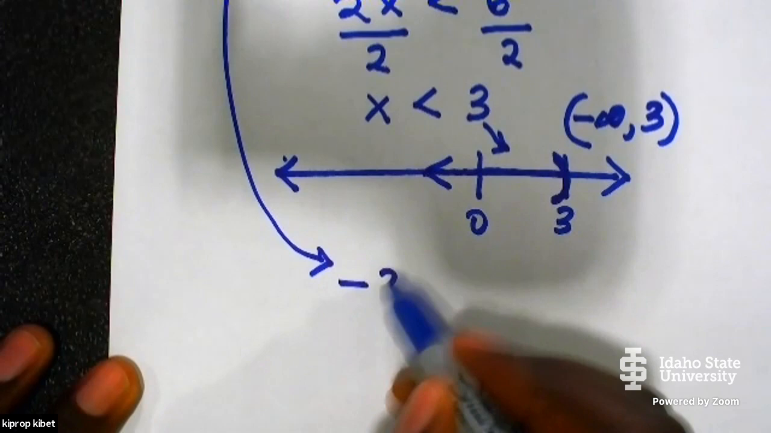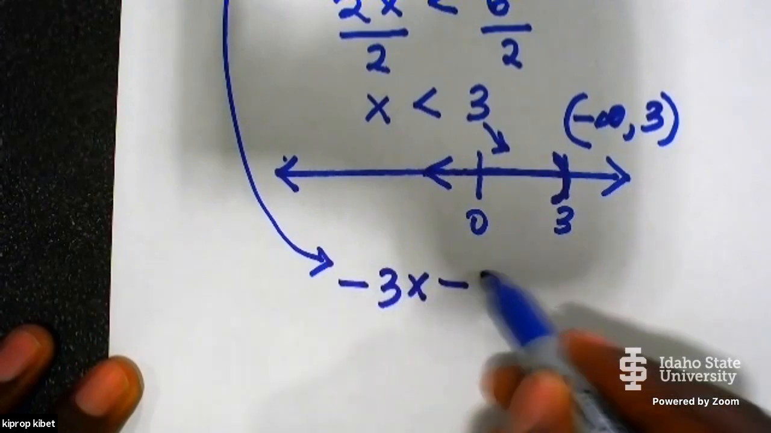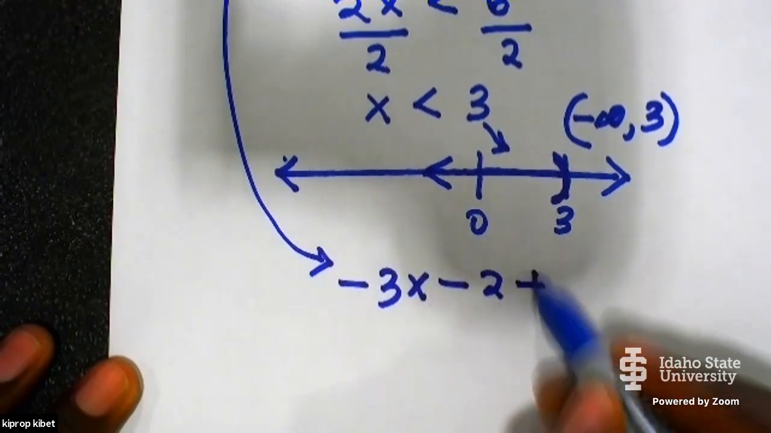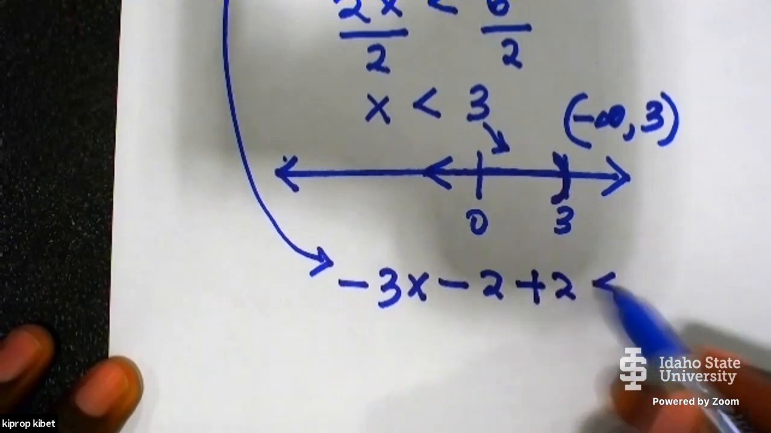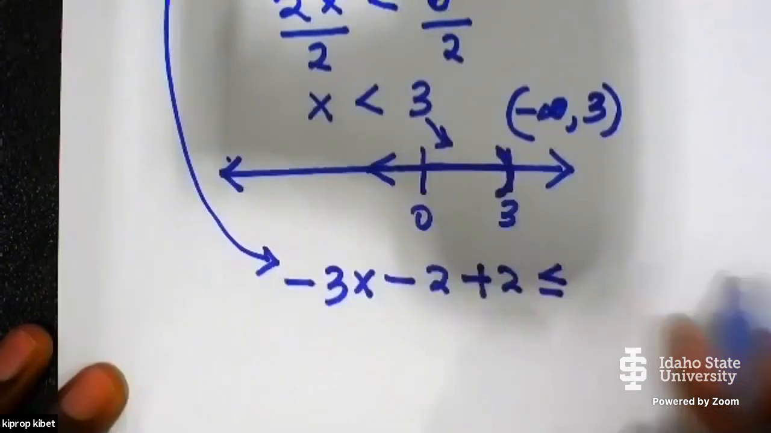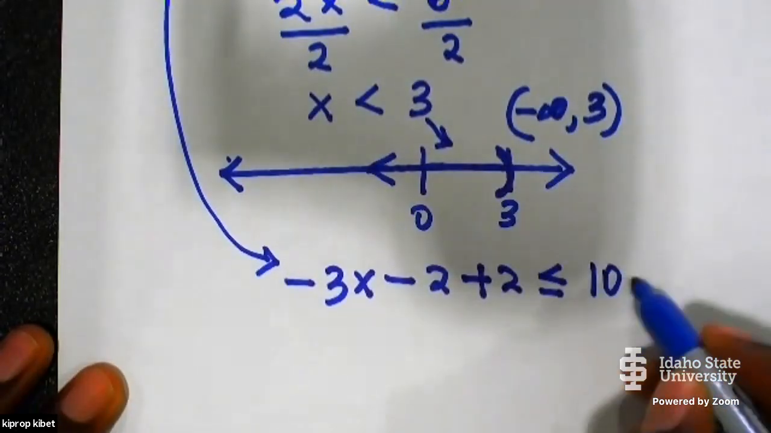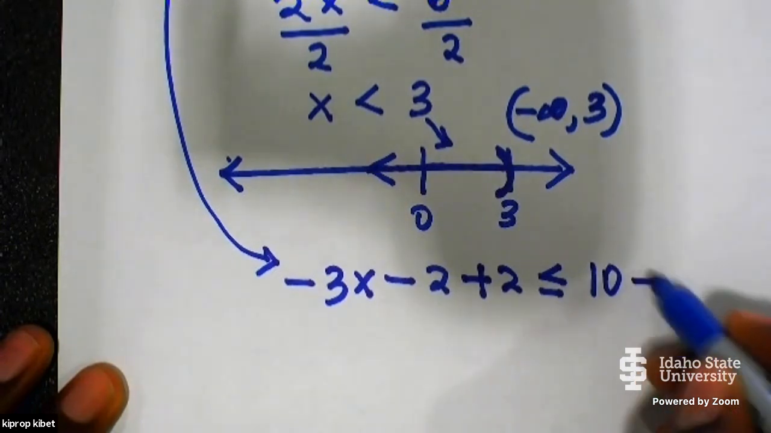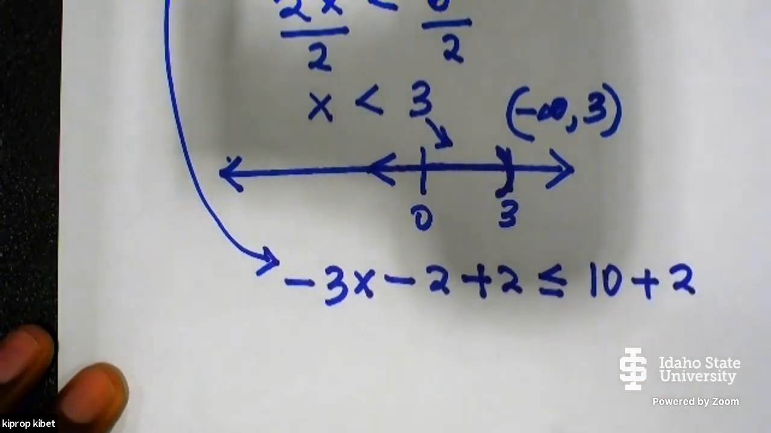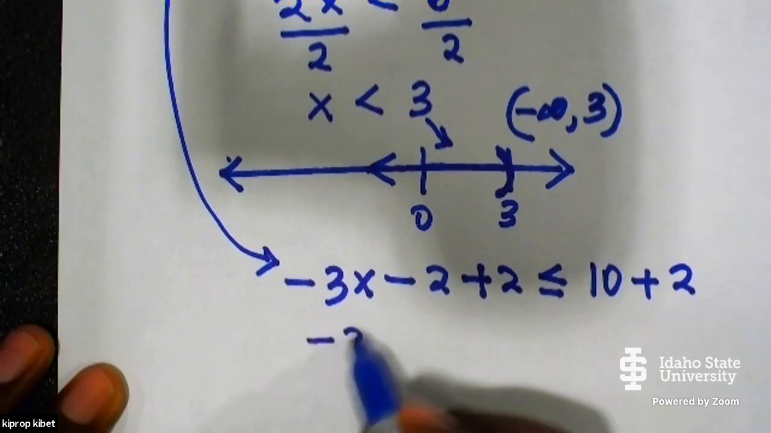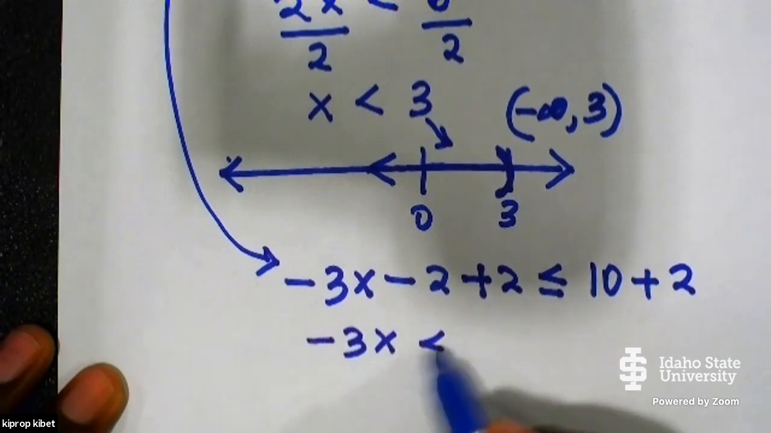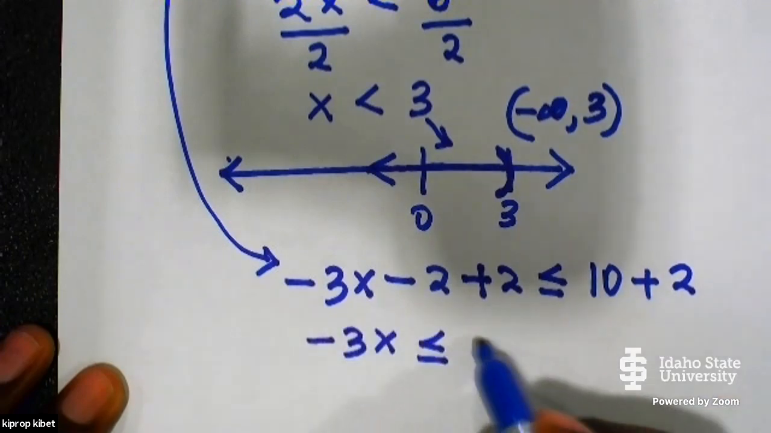So negative 3x minus 2 plus what? 2 less or equals to 10. Then this one is what? Plus what? Plus 2. So negative 3x less or equals to what? 12.